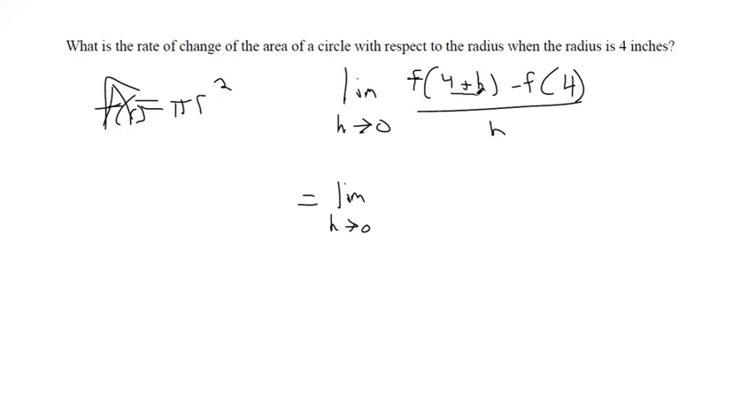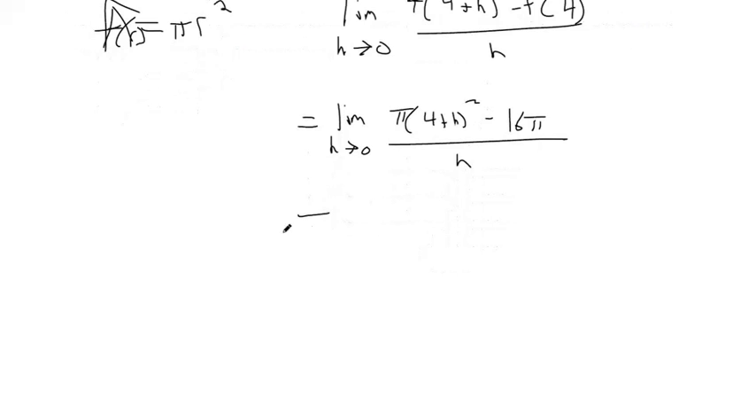Okay, so f of 4 plus h just means we need to plug in 4 plus h into the domain variable. Pi times 4 plus h squared. And then we subtract f of 4, which means you plug in 4 for r, so that's 16 pi when you simplify. We got a divide by 0 problem, so we can't compute this yet. We got to keep simplifying.